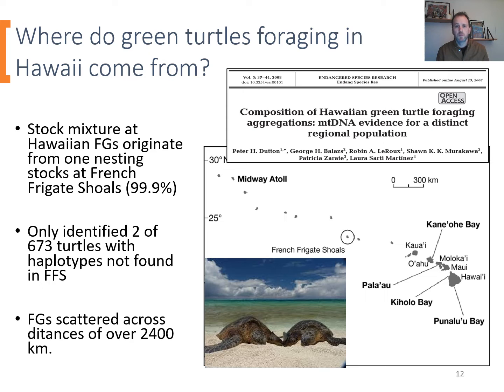Right? So here, Dutton and colleagues used a baseline of stocks from across the Pacific and the mixed stock analysis to show that the turtles foraging in Hawaii all originated from the nesting stock at the French Frigate Shoals. And in fact, of the almost 700 samples that they looked at, they only found 2 turtles with haplotypes not found at the French Frigate Shoals. So that means that all the Hawaiian feeding grounds are completely isolated from rookeries outside of the Hawaiian archipelago. And it means that the Hawaiian green turtles can be assessed separately from other Pacific stocks with respect to risk and how this population is managed.